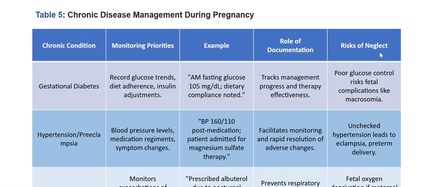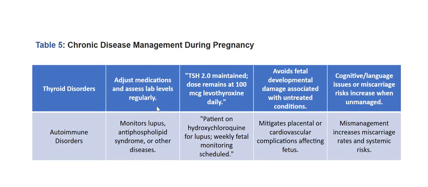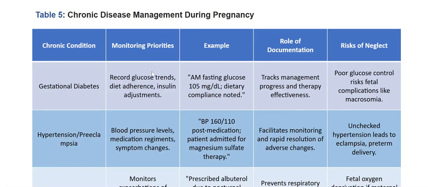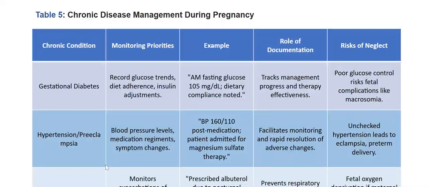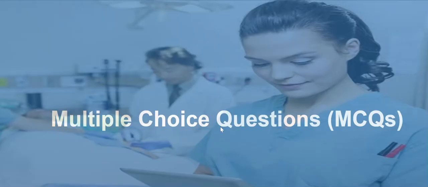Example, role of documentation, risks of neglect. Chronic conditions: we have gestational diabetes, hypertension/preeclampsia, and respiratory diseases. Again, the table of chronic disease management during pregnancy continues with thyroid disorders and autoimmune disorders. Next, we have the MCQs, or multiple choice questions, to use to revise what we have covered through this lecture.